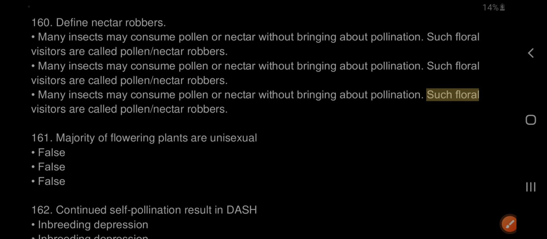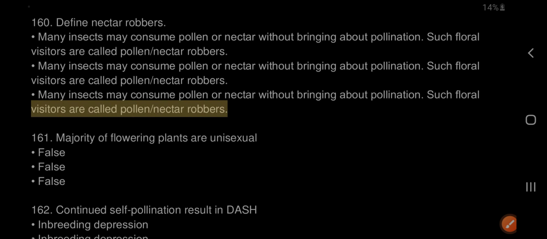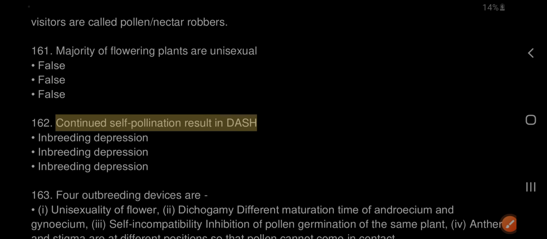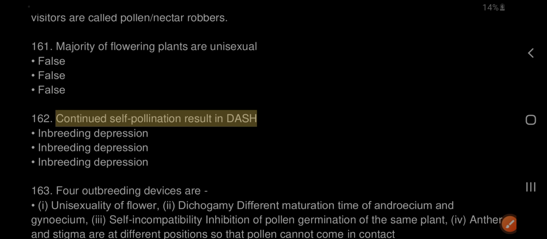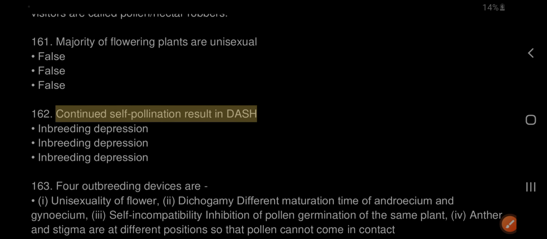161. Majority of flowering plants are unisexual. False. 162. Continued self-pollination results in dash. Inbreeding depression.